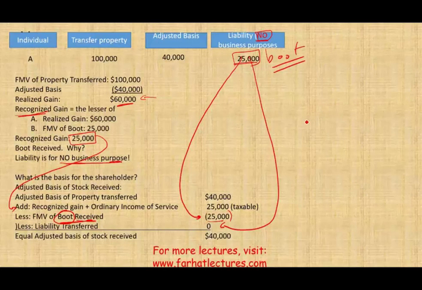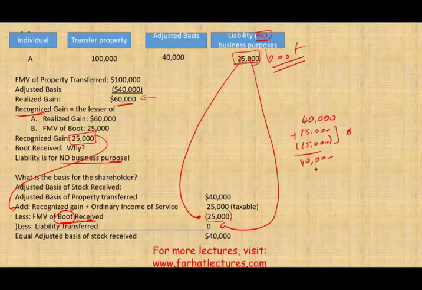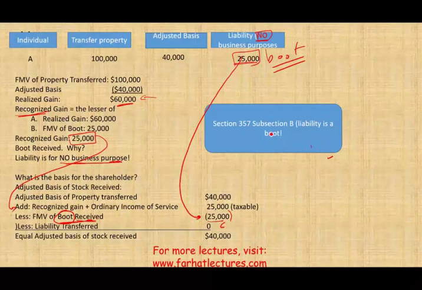Let's look again from a common sense perspective: basis is $40,000. Then I paid taxes on $25,000. Then I received something for $25,000. Those two basically cancel each other out. My basis is $40,000. Simply put, I received $25,000 worth of goods, but I paid taxes on that $25,000. What's left is only the $40,000. So this is an example of Section 357, subsection B. The liability is considered a boot.